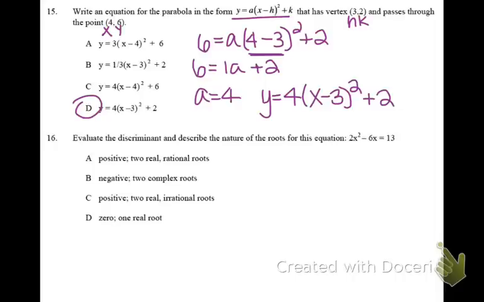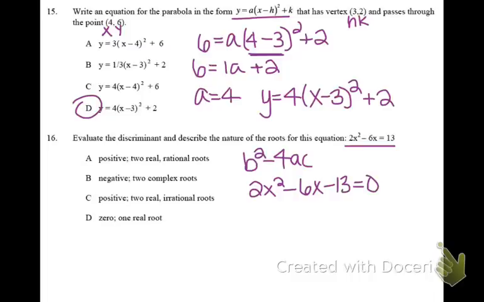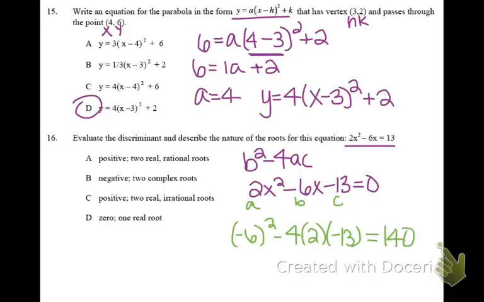16, evaluate the discriminant. So your formula for the discriminant is b squared minus 4ac. This needs to be equal to 0, so you can subtract 13 from both sides. So that's 2x squared minus 6x minus 13 equals 0. This is a, b, and c. So when I'm calculating that discriminant, I have negative 6 squared minus 4 times a, which is 2, times c, which is negative 13. I'm going to plug that into the calculator and make sure you use the parentheses, otherwise the calculator is going to give you the wrong answer. And that gives you positive 140.